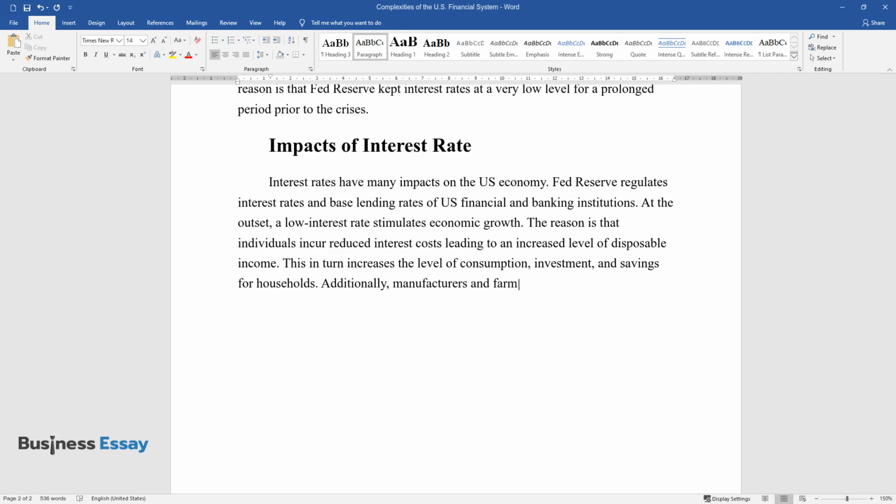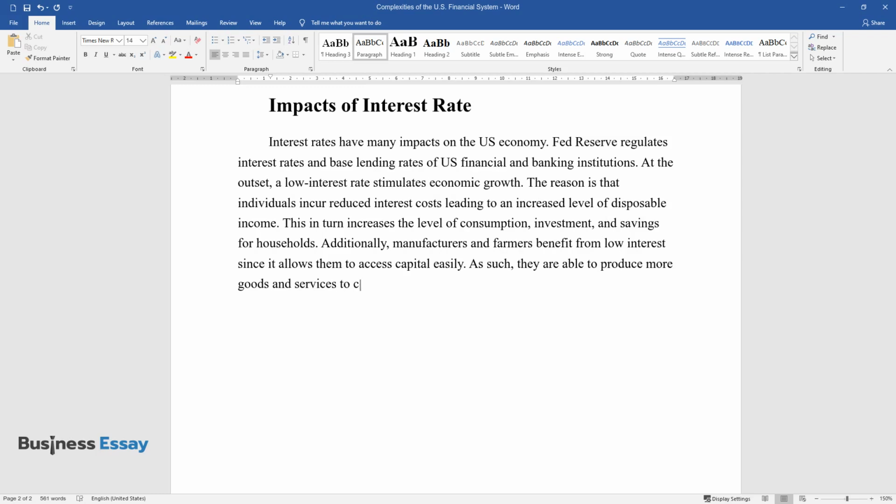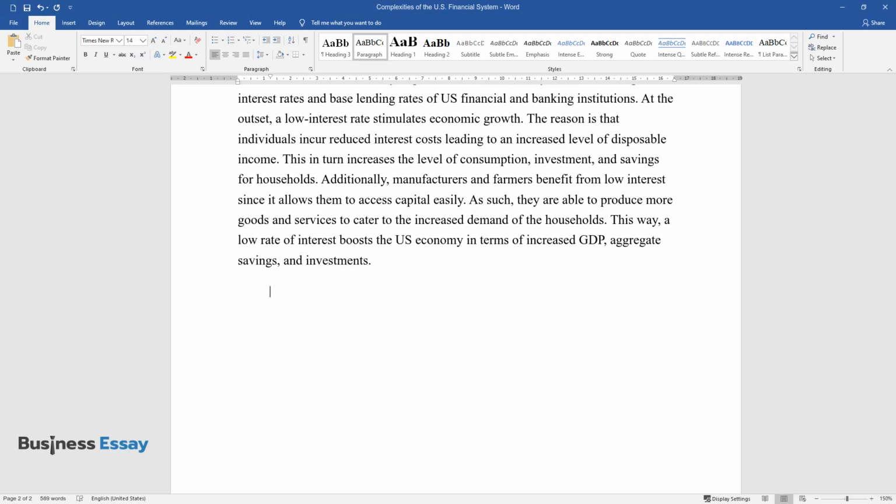Additionally, manufacturers and farmers benefit from low interest since it allows them to access capital easily. As such, they are able to produce more goods and services to cater to the increased demand of the households. This way, a low rate of interest boosts the U.S. economy in terms of increased GDP, aggregate savings, and investments.